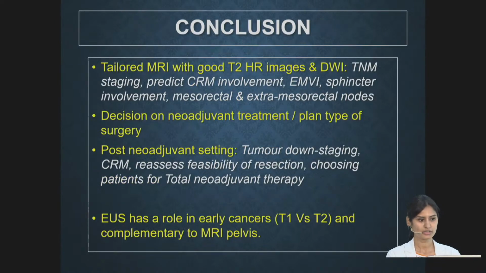So in conclusion, tailored MRI with good T2 high resolution images in 3 planes and diffusion weighted imaging is extremely important in local staging and prognosticating disease. MRI can help in deciding on neoadjuvant treatment and the type of surgery, and in the post neoadjuvant setting to assess the tumor response and feasibility of surgery, and choosing the small subset of patients for total neoadjuvant therapy. EUS and PET CT have complementary roles. Thank you.